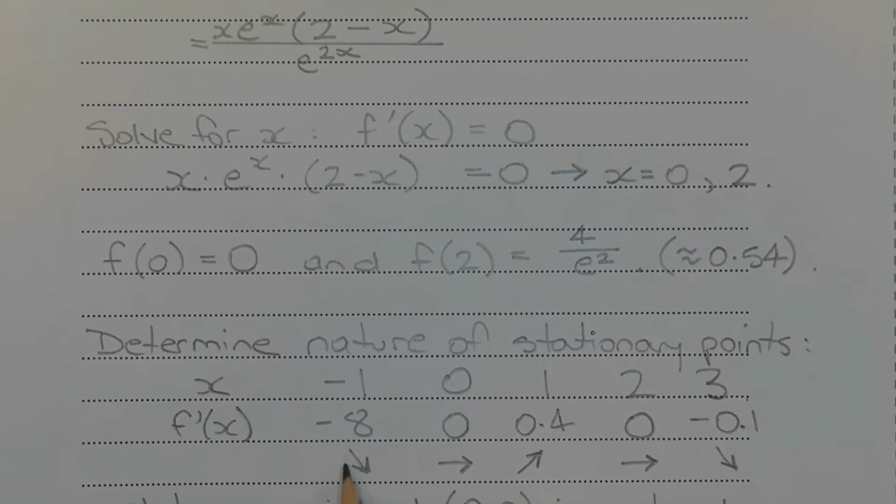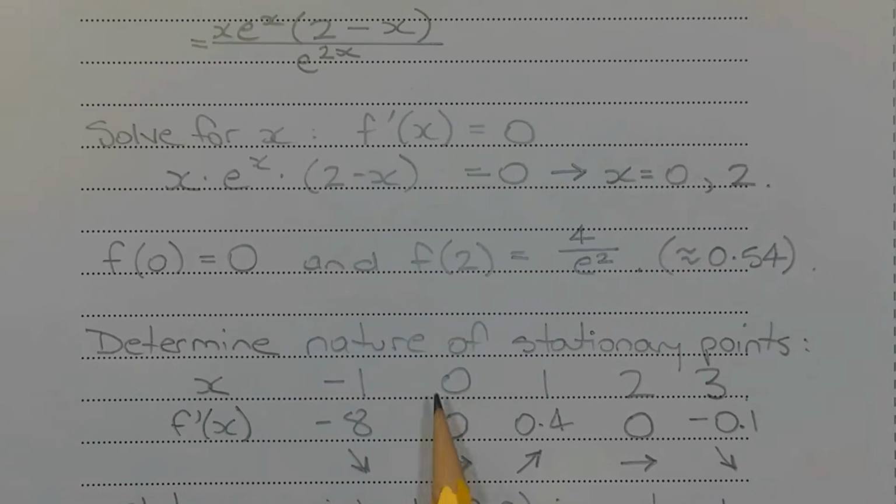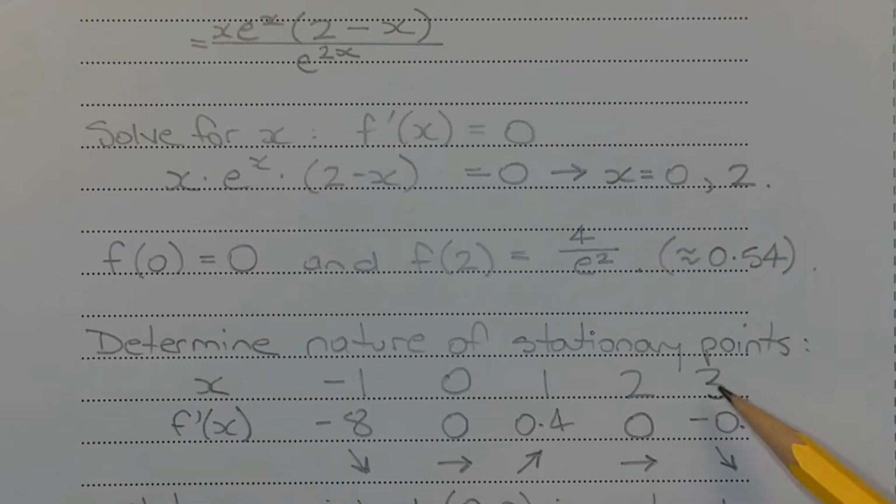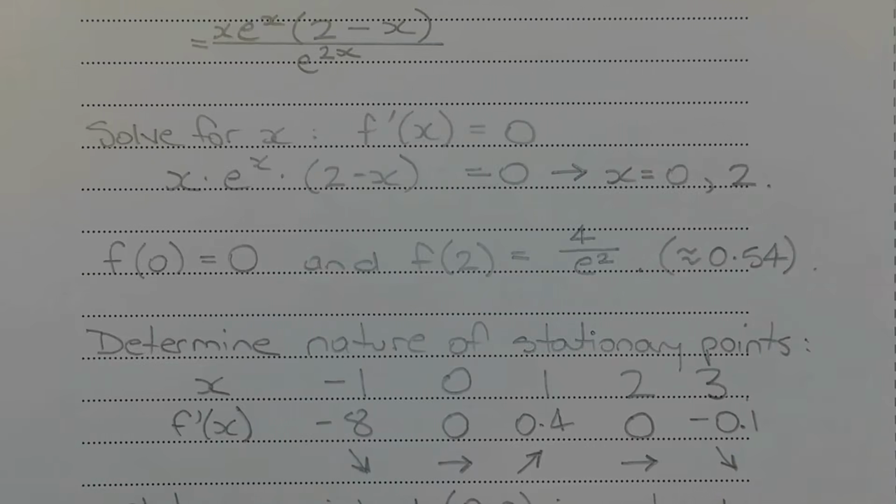So that's represented with a downward arrow, so it's a negative gradient. Now at x equals 0, that's a stationary point, so it's represented with a horizontal arrow. When x is equal to 1, the value of f dash of x is around 0.4, that's a positive. So I've represented that with an upward arrow there, so just on an uphill. When x is equal to 2, f dash of x is equal to 0, so that's a horizontal arrow here. And when x is equal to 3, f dash of x is equal to approximately -0.1. So that's represented with a downward arrow from left to right.